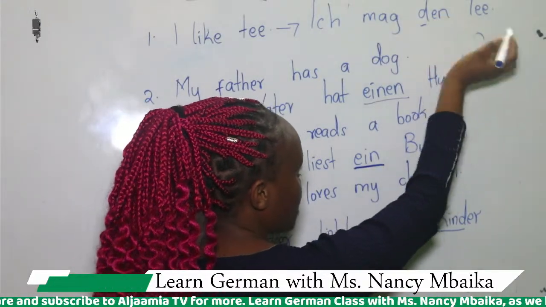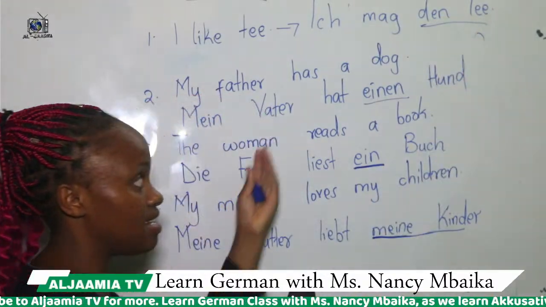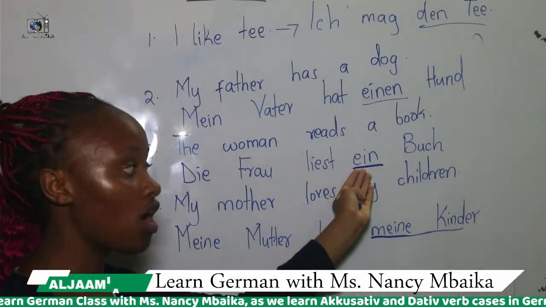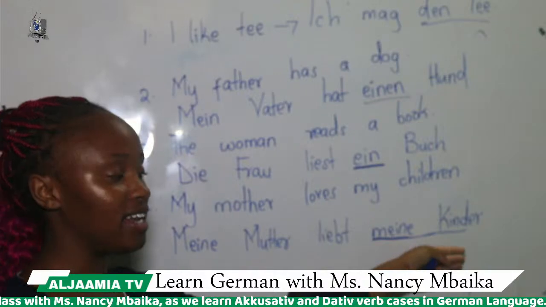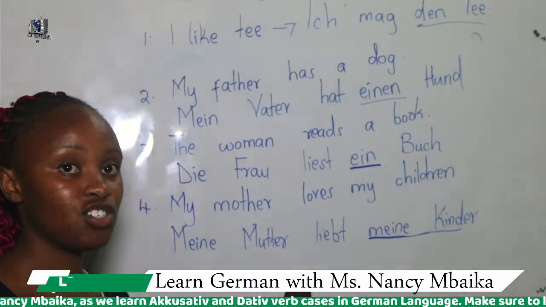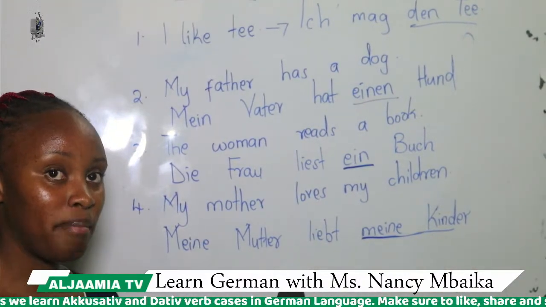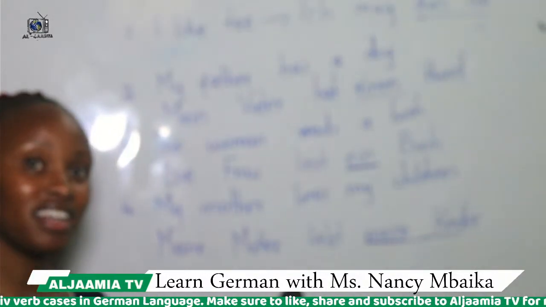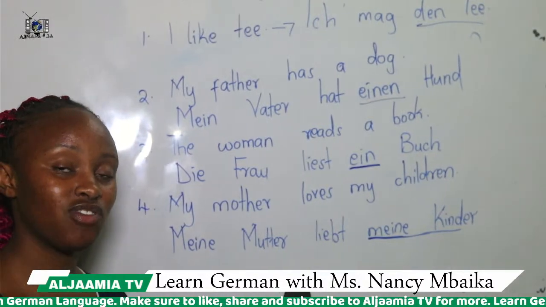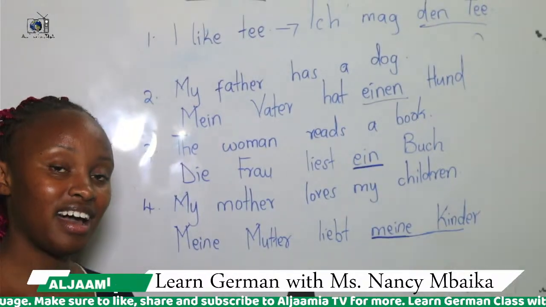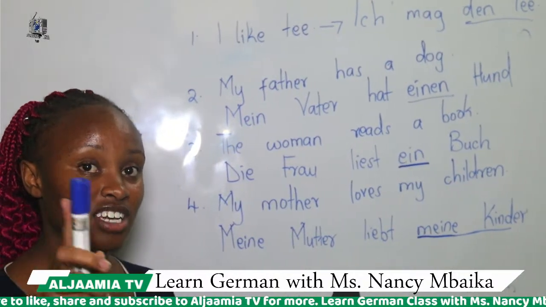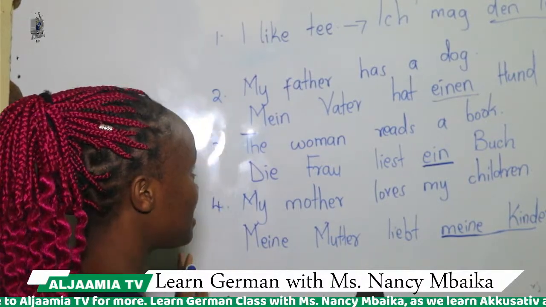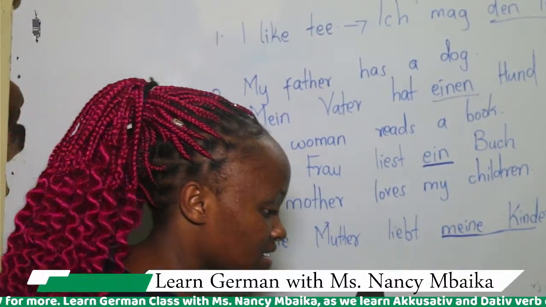So what are the objects in our sentence? We have den Tee, we have einen Hund, we have ein Buch, and then the last one we have meine Kinder. So pay attention to the articles, how they change. But the tip that I'm going to give us is that only the masculine case changes. The article changes from der to den, ein to einen, mein to meinen. Even the negation article kein, keinen. So that is it about the accusative case.